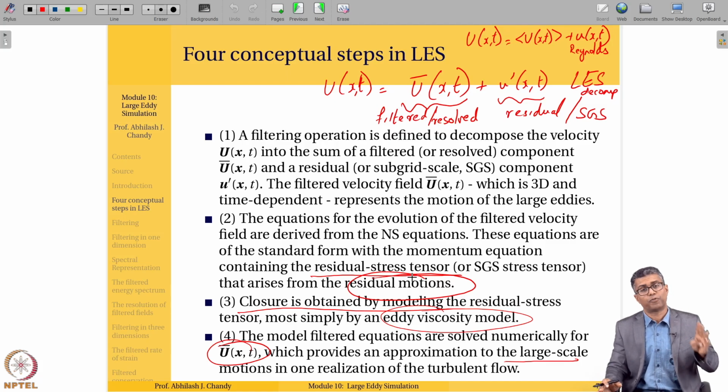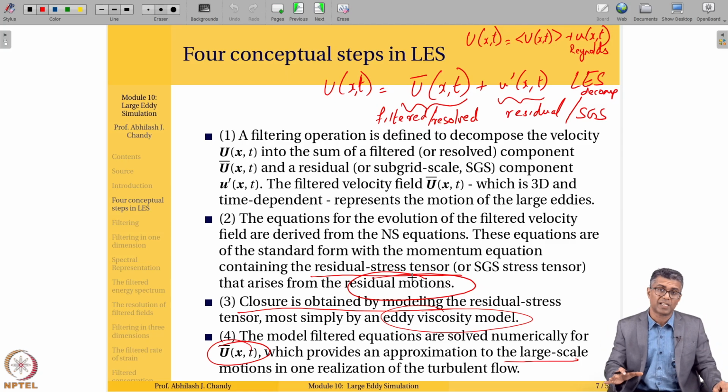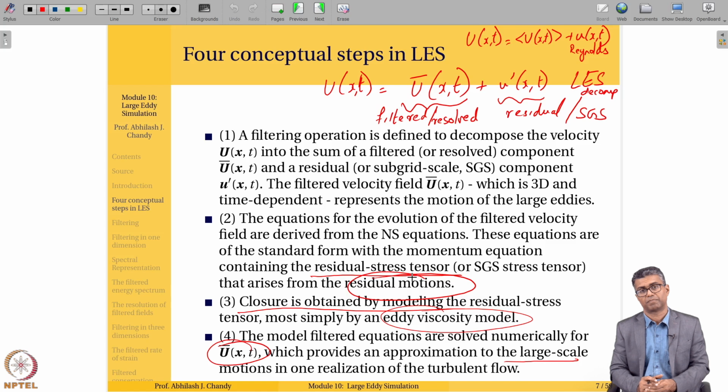And finally, the fourth step is achieving the solution of the filtered Navier-Stokes equations, which provide an approximation for the large scale motions in one realization of the turbulent flow. So you take one realization of a turbulent flow, either from a DNS or from an experiment, you filter it, and your LES gives you the solution of that. That particular solution is what LES gives. So I hope that was clear.